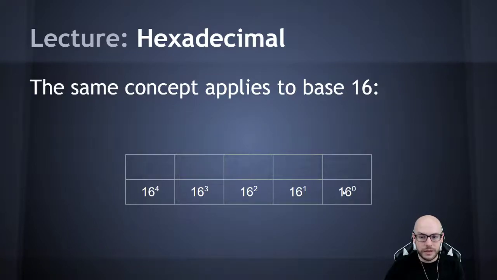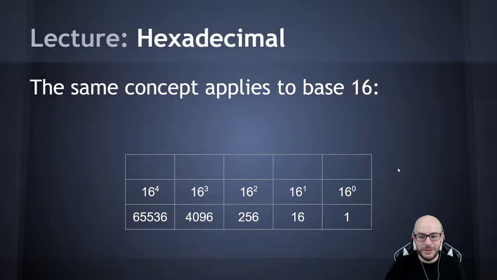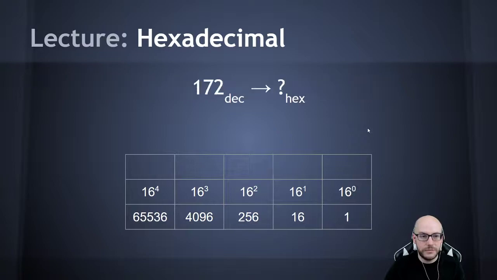So let's figure out these values. What is 16 to the 0? What is 16 to the 1? What is 16 squared? I'm not going to go too deep on these, and they are right here. So 16 to the 0 is 1. So this place has a value of 1. This place has a value of 16. This place, 256. And again, I'm not going to go much deeper because we don't really need to.